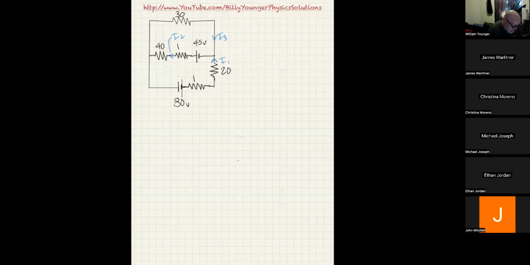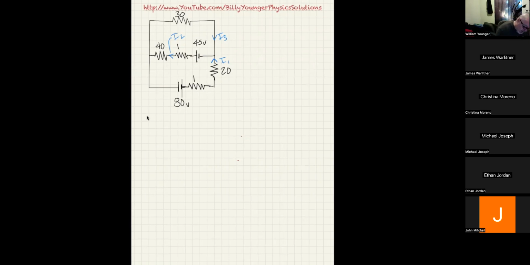Okay. Now, Kirchhoff's rules say that basically his loop rule says if you go in a complete circle, then all of the voltage increases and drops will add up to give you 0. So what I'm going to do first is go around the entire outside loop. And then I'm going to go around the bottom loop.